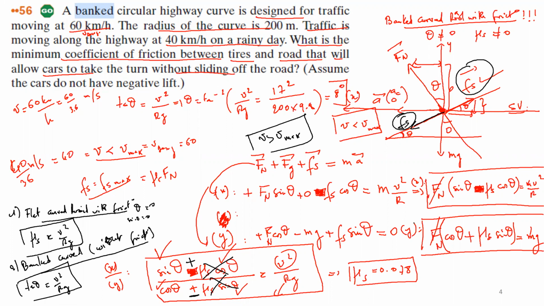Good. And here, of course, Fn is just mg divided by cosine theta plus mu s sine theta. Once I find mu s, now I can find what is Fn. I just use Newton's second law along the y-axis, and then I get it. Is it clear?